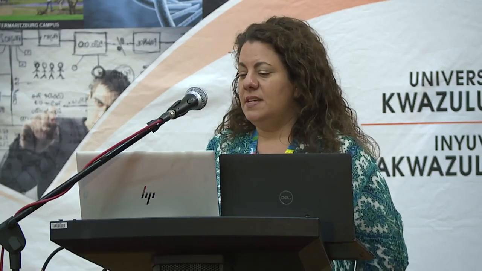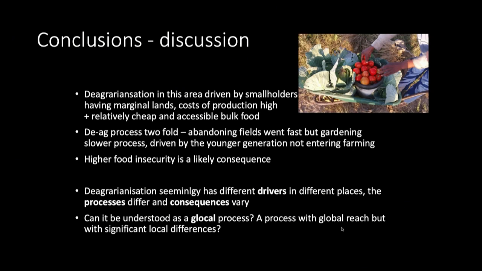To conclude then, my contribution to the discussion. Deagrarianisation in this area is driven by smallholders having marginal lands in the first place, the cost of production being high, and access to relatively cheap bulk foods, among a lot of other things. But that's a summary. The process of deagrarianisation is, however, twofold. Abandoning fields went fast, while gardening is dwindling in a slower process and is driven mainly by the younger generation not entering farming, rather than the older generation just stopping tending their gardens. But higher food insecurity is a likely consequence.